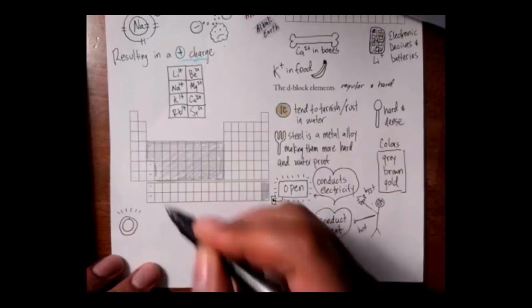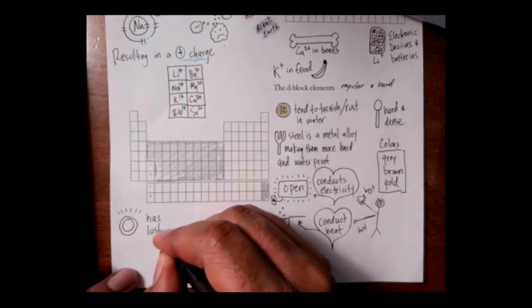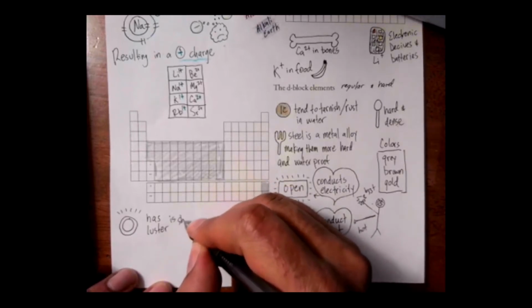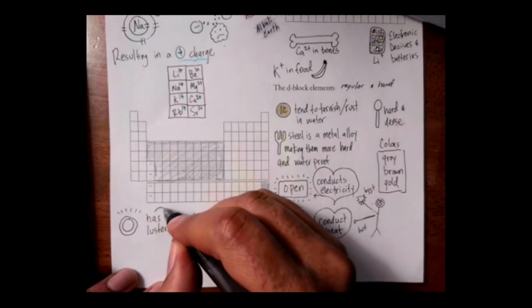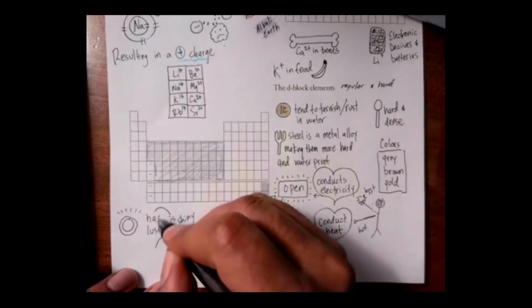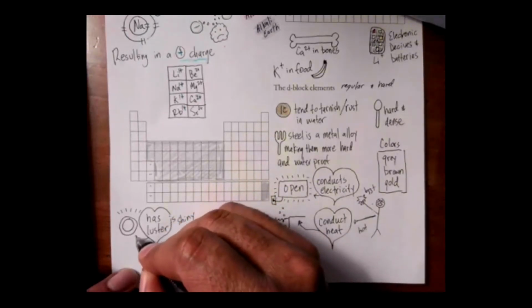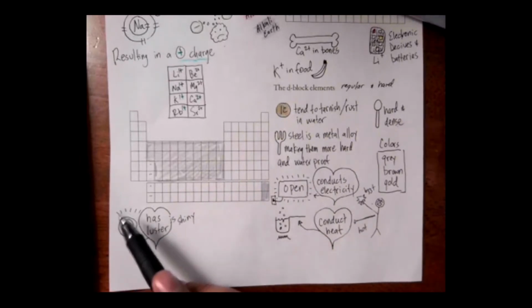Here. Has luster, is shiny. Okay, so that's supposed to be shiny like a ring. I don't know. I'm doing the best I can, you guys.